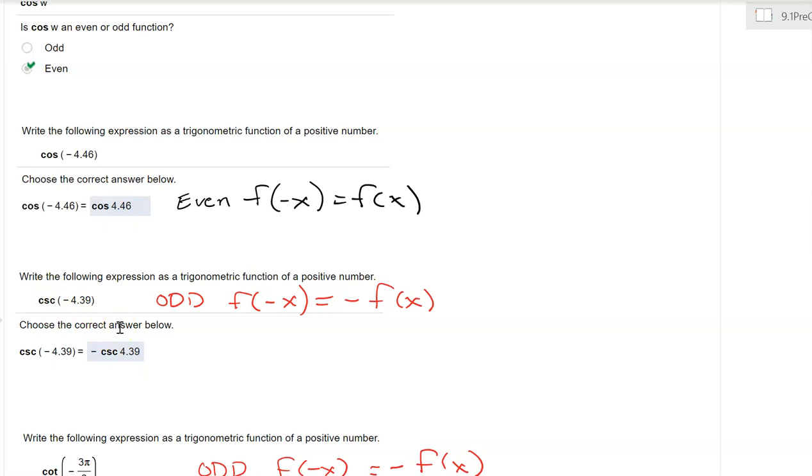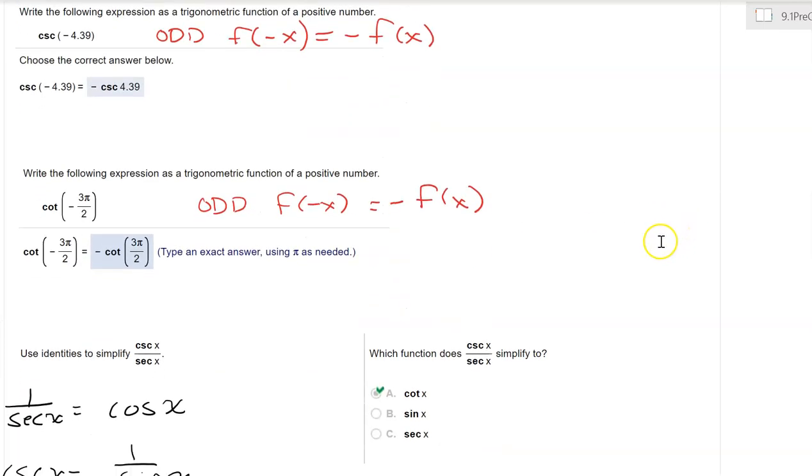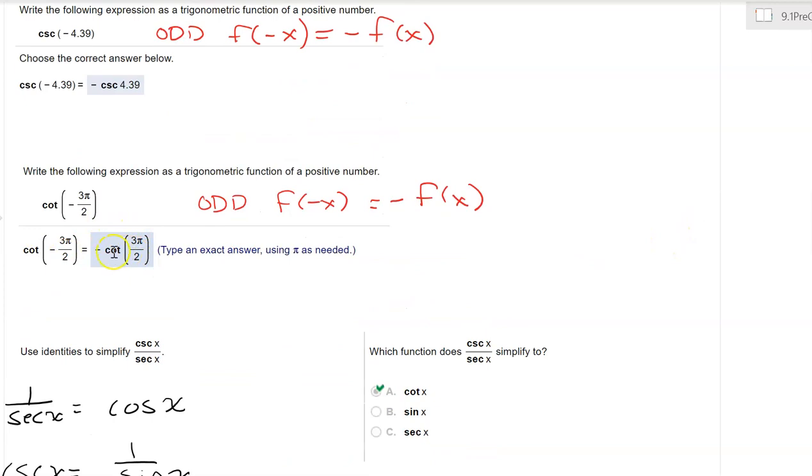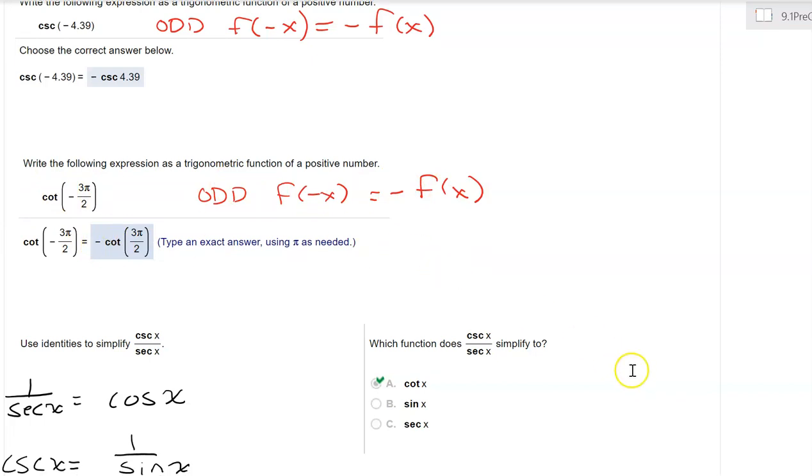This is what should happen to the y value. This is an odd function. This is what should happen to the y value. So that's the only thing happening here. Here we're not doing anything with the 3 pi over 2. Simply cotangent is an odd function. We should have a negative y value, and that's it.